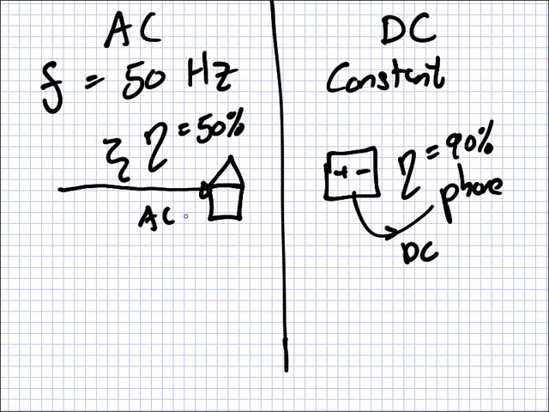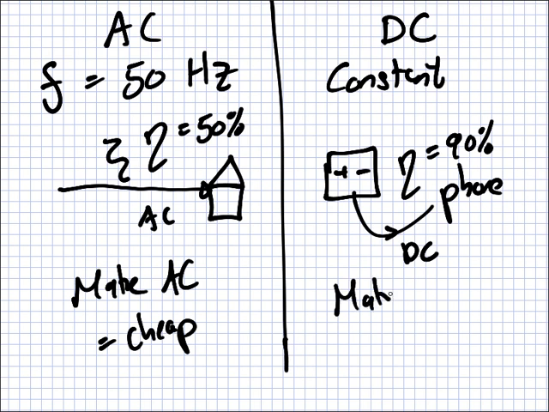But here's a difference. To make AC, that's cheap. To make DC, that's not so cheap. So what usually happens is you have your wind turbine.